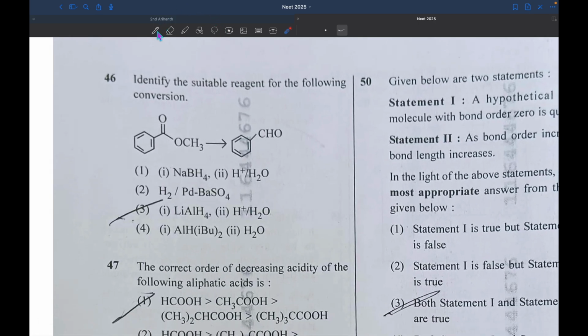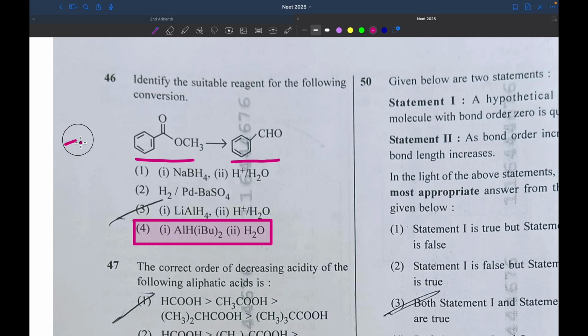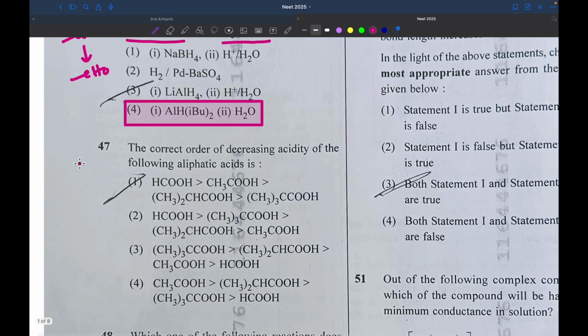The 46th question is: identify the suitable reagent. So ester is converted into aldehyde, right? So the reagent used for it is DIBAL-H. DIBAL-H can reduce cyanides as well as esters into aldehydes. So it is a direct NCERT question, a simple question.